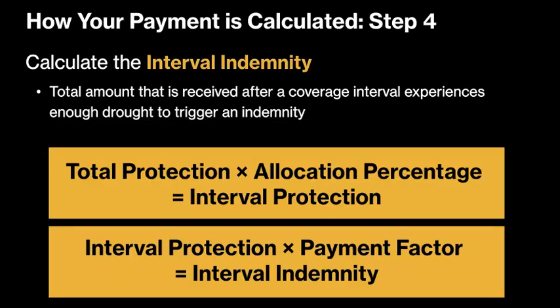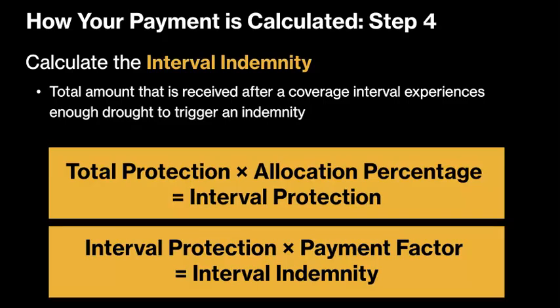Now we're ready to calculate the actual dollar amount the producer receives. The first step is calculating interval protection. Remember that each insured interval only receives a portion of the producer's total protection based on the allocation percentages selected when the policy was purchased. To calculate interval protection, multiply the producer's total protection by the allocation percentage assigned to that interval. Once we know the interval protection, we multiply it by the payment factor we just calculated. That final number is your interval indemnity.